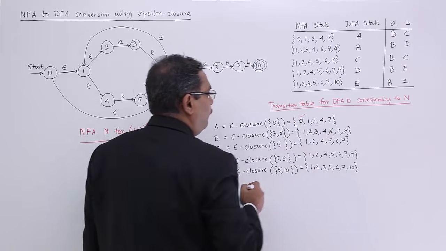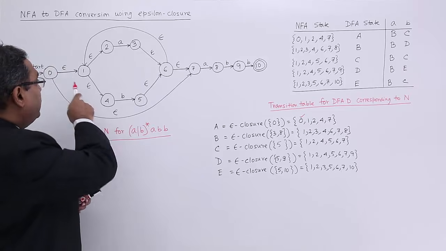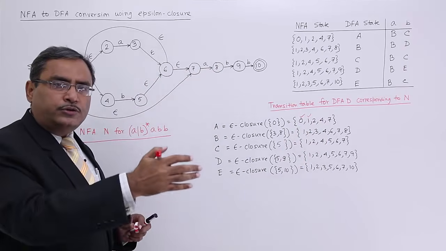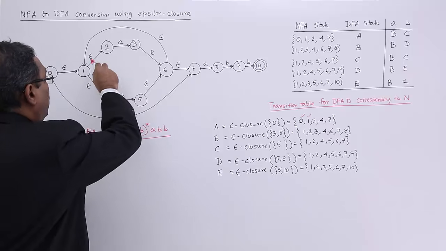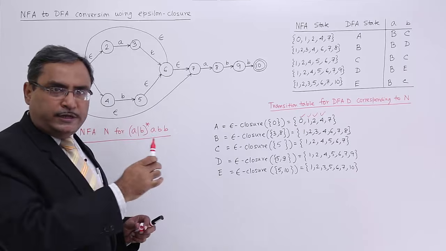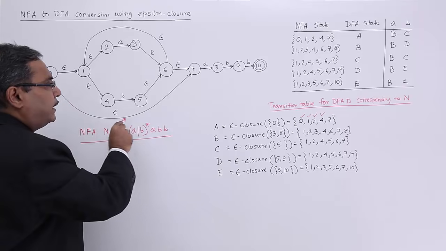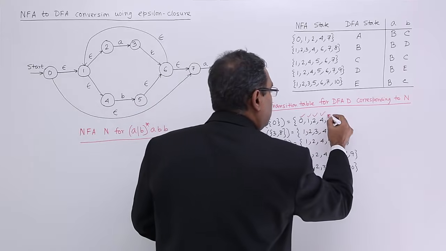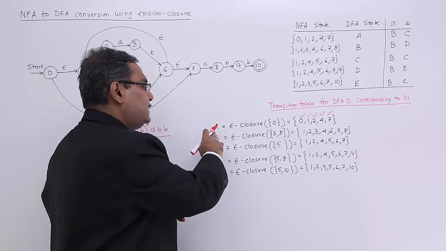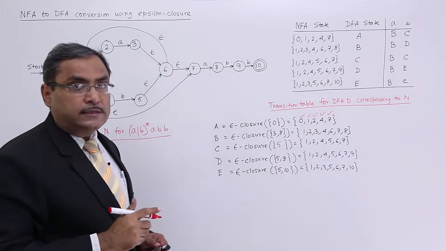Now, see, from 0 without any valid input, using null or epsilon, I can move to 1. That is why I have put 1 here, because from 0 I can reach 1 without any valid input, and then from 1 to 2 and 1 to 4. So, 2 and 4 can also be reached from state 0 without any valid input, and from 0 I can reach 7. That is why all of 0, 1, 2, 4, 7 have got included. I am marking this set as A. So, A is the starting state here.